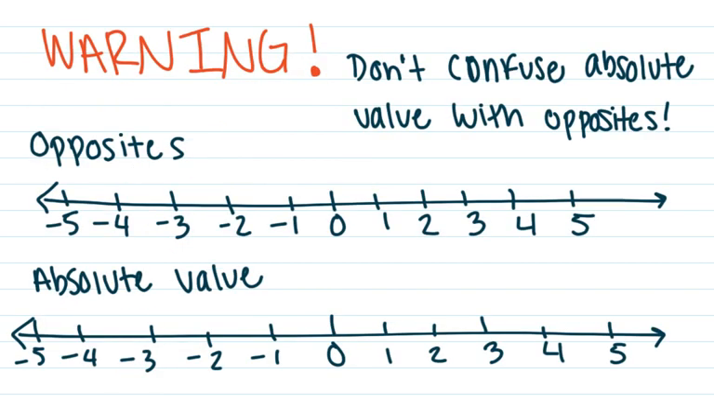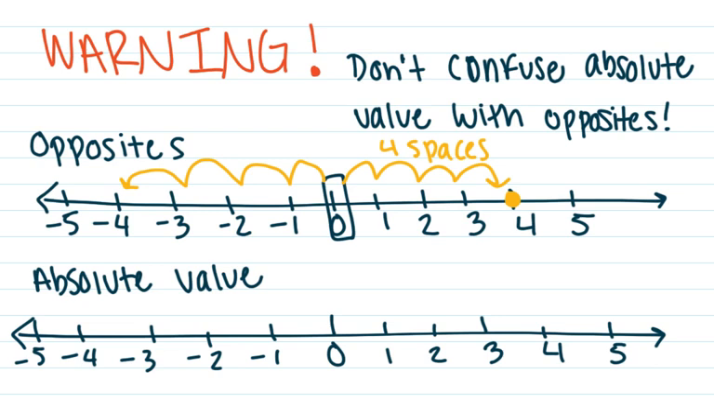One last thing, a warning: don't confuse absolute value with opposites. In a previous video over integers and opposites, we talked about what an opposite is. Opposites are numbers that live at equal distance from 0. So for example, the number 4 lives 1, 2, 3, 4 spaces from 0. Its opposite is going to live the same distance, just to the left of 0. So 1, 2, 3, 4. The opposite of a positive 4 is a -4. They live an equal distance from 0.